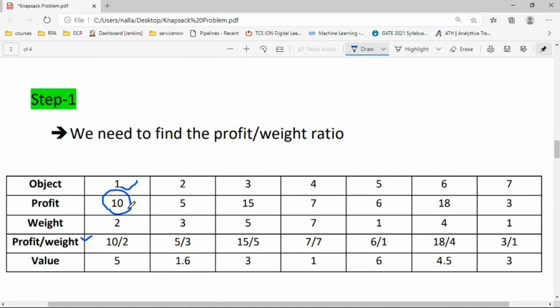So I'm calculating the profit by weight, nothing but 10 by 2, 5 by 3, 15 by 5. So these are my values. Okay, so this is my first step. In the first step I'm going to calculate my profit by weight ratio.